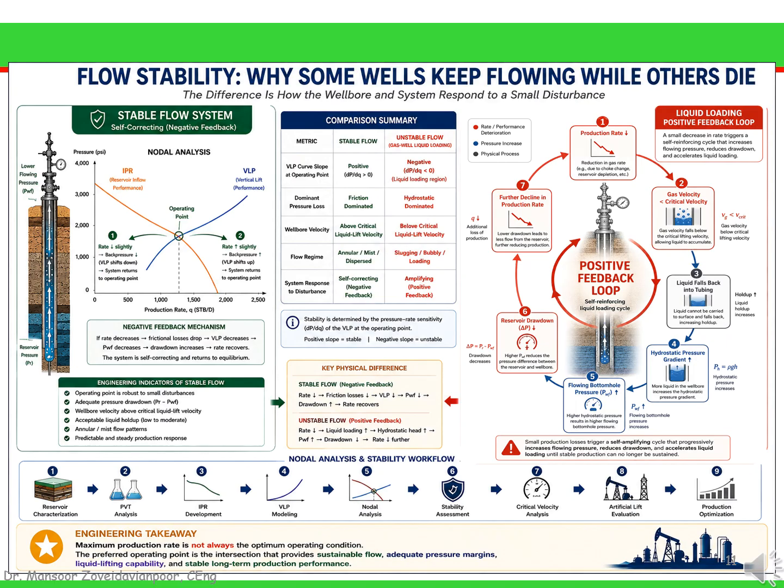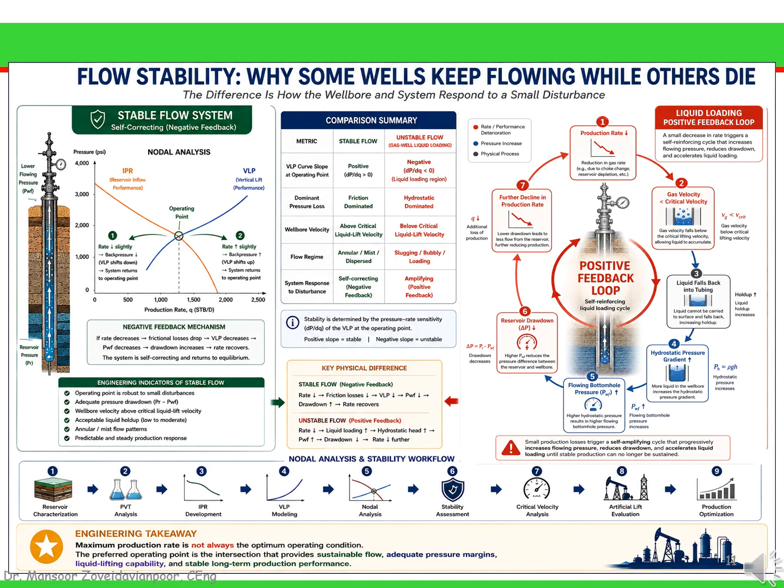Let's start with the stable system on the left. Imagine the production rate drops slightly because of a small disturbance. As the flow rate decreases, friction losses in the tubing also decrease. The pressure required to lift the fluids becomes lower, allowing the reservoir to push more fluid into the well. The production rate recovers naturally. The disturbance disappears because the system corrects itself. This is called negative feedback, and it is the hallmark of a stable well.